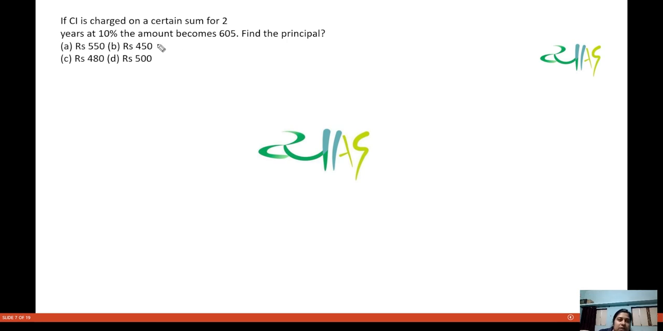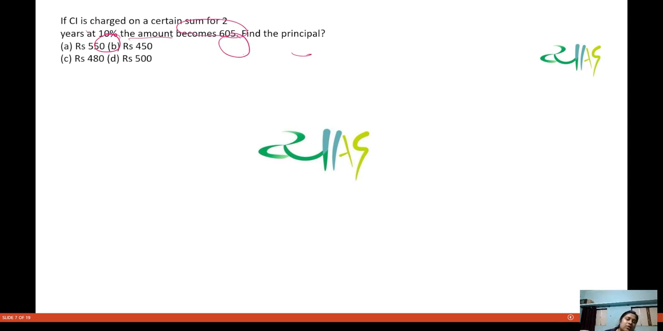Okay, if compound interest is charged on a certain sum for 2 years at 10%, the amount becomes 605. Find the principal. So we can do this question in many ways, but I told you, please forget the formula for compound interest.